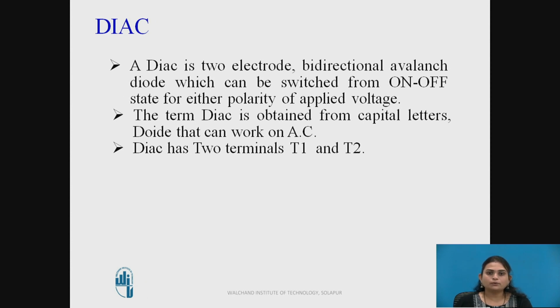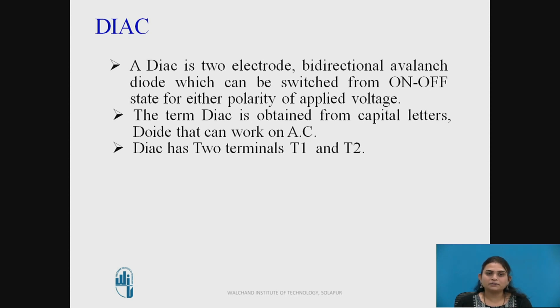DIAC is a two-electrode bidirectional avalanche diode which can be switched from off to on state for either polarity of applied voltage. So here two diodes are used in anti-parallel so that we have conduction in both directions, that's why it is called a bidirectional avalanche diode. The term DIAC is obtained from the capital letters of diode that can work on AC. So that's why the name is DIAC.